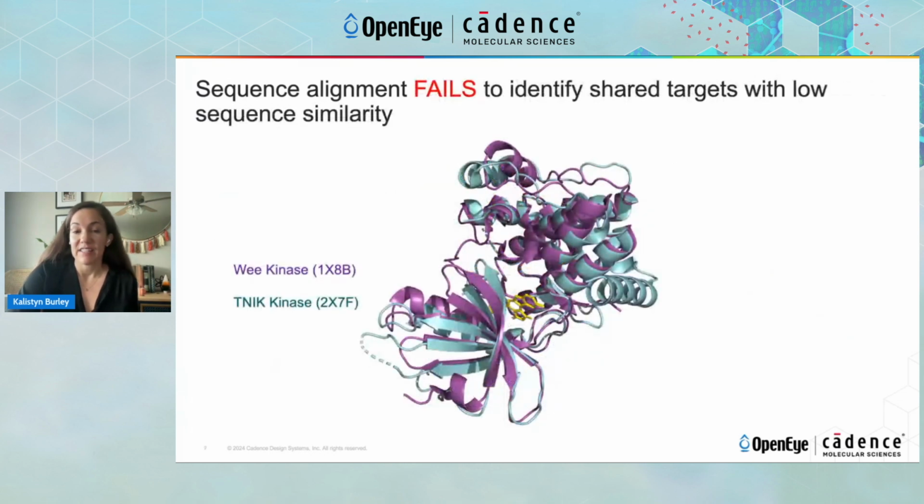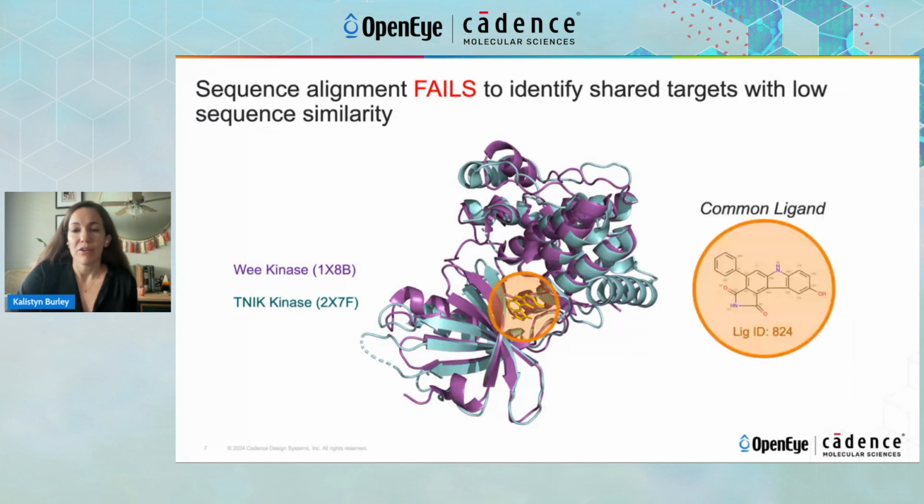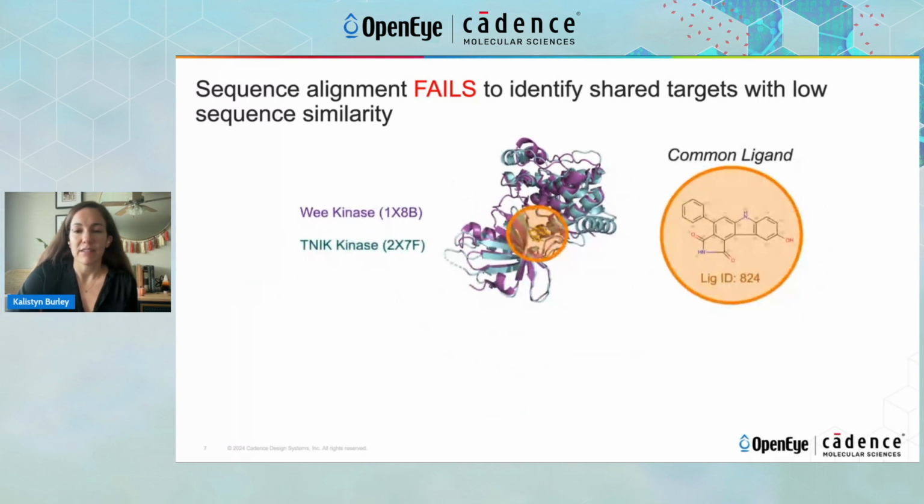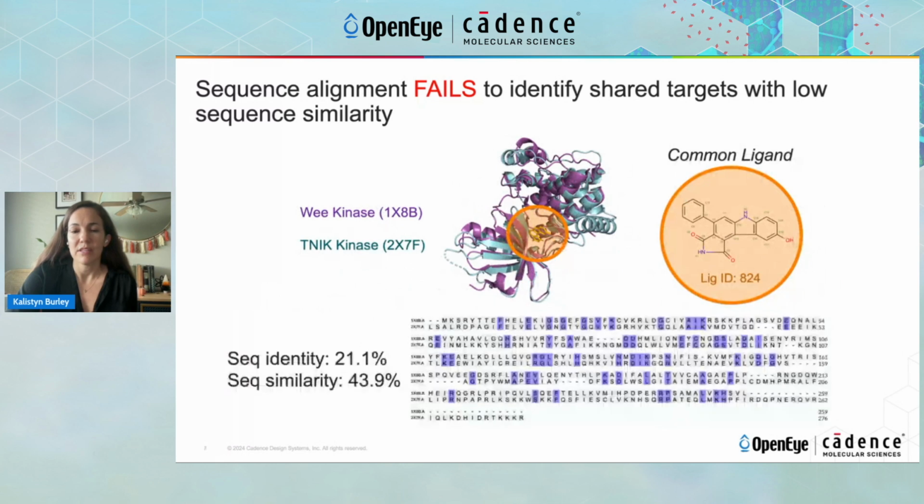Alternatively, let's take the case of Wee kinase, shown here in purple, and TNIK kinase, overlaid here. These two proteins also share a common ligand. However, if we look at the sequence similarity and identity between these two systems, you'll see that it's much lower, in the range of 20% for sequence identity and 40% for sequence similarity. So for this particular pair, a sequence-based method would not work so well to identify these two proteins.